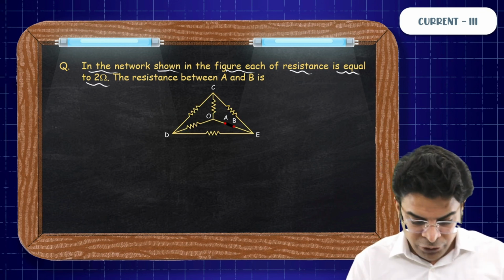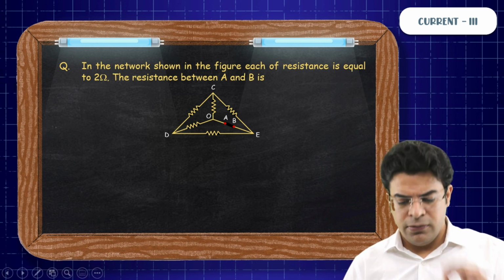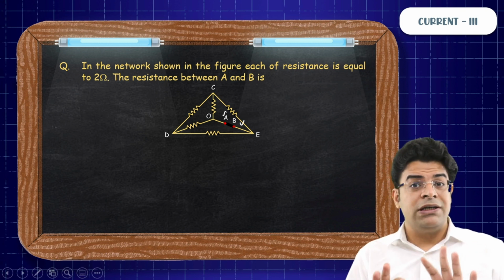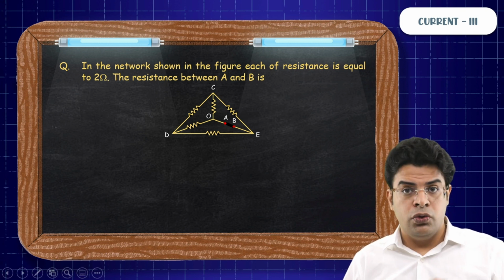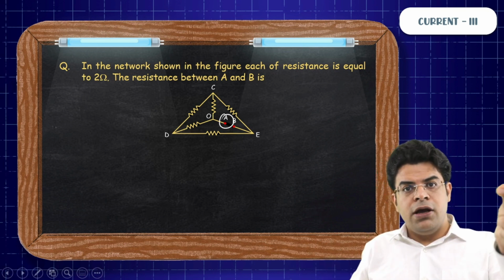Where is the network here? The resistance between A and B is... So what is the equivalent resistance between point A and B? This is a simple question. All you need to do is unfold the circuit and move A and B outside.